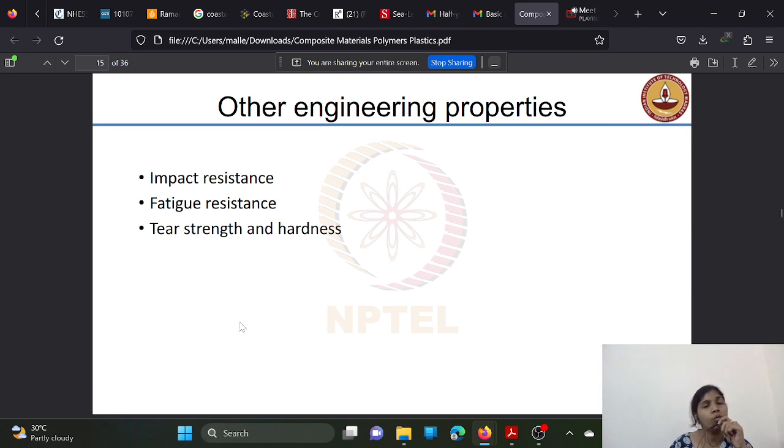See, till now we have seen mechanical and thermal properties. Now if you look into some engineering properties such as impact resistance, fatigue resistance, tear strength and hardness, the polymer will be much different from the characteristics of steel and concrete. When compared to concrete or steel, the impact resistance, fatigue resistance and tear strength will be lesser in the case of polymers.